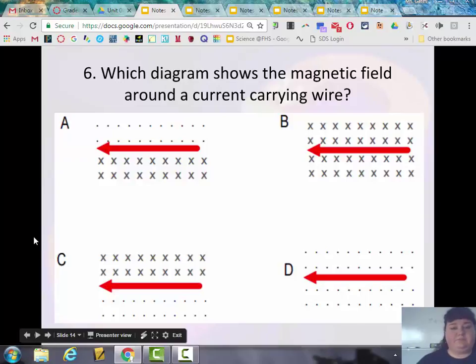Okay, let's try another one. Which diagram shows the magnetic field around a current carrying wire? My wire is red, my thumb should be pointing to the left. My fingers are going to curve into the board first on the top, so X is on the top, and then on the bottom they should curve outwards. So my answer should be C on this one.